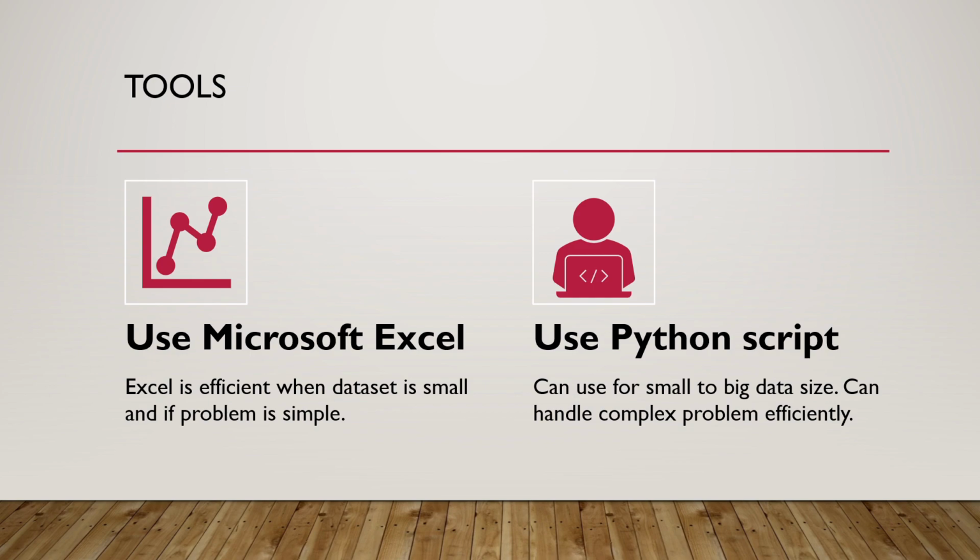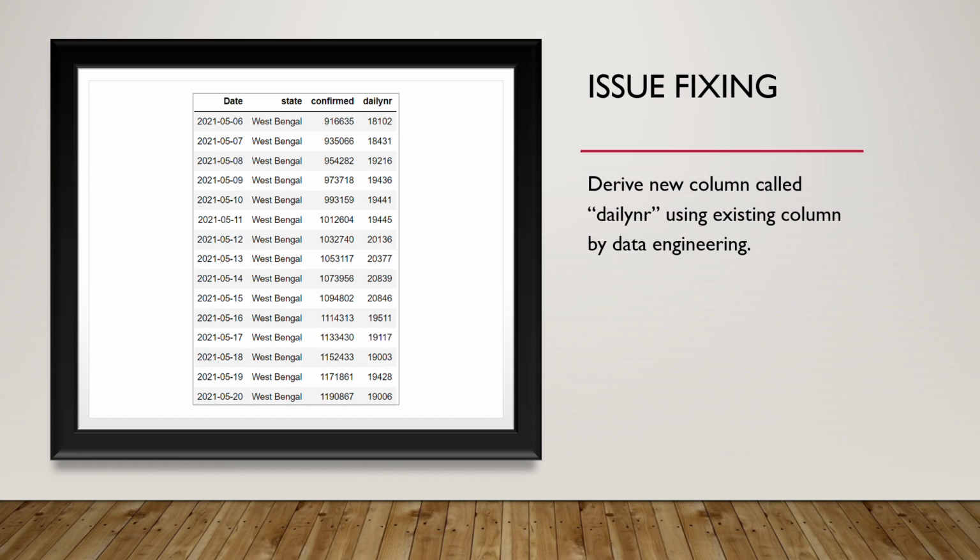So for this you can use Excel or Python or any other similar tool. I found a Python script a more flexible and faster option and hence utilized the same for this use case. A new column, daily number, gets derived from the existing variables. The daily number data is shown here on the left hand side.